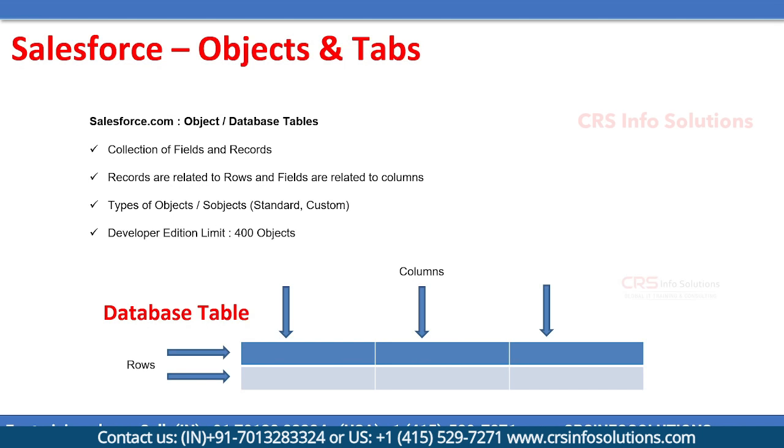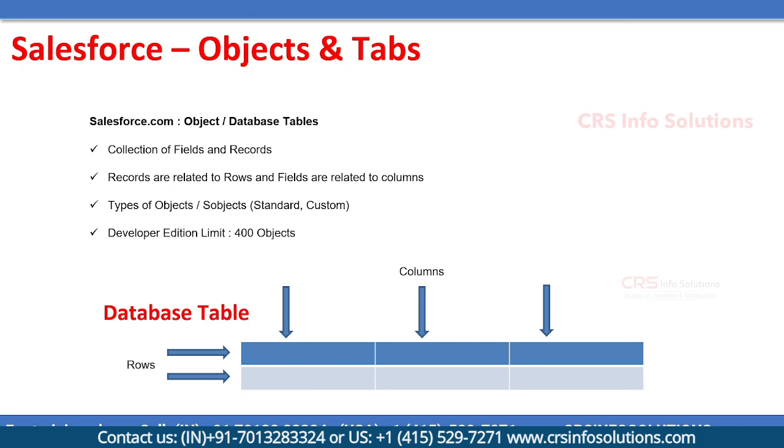There are two types of objects: one is standard objects and the other is custom objects. Both standard and custom objects we call S objects, which is nothing but Salesforce objects. In the developer edition that we are going to use, there is a limit for objects. Maximum you can create 400 objects per org.